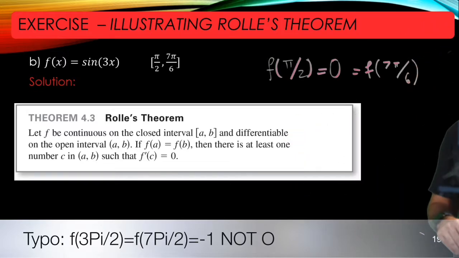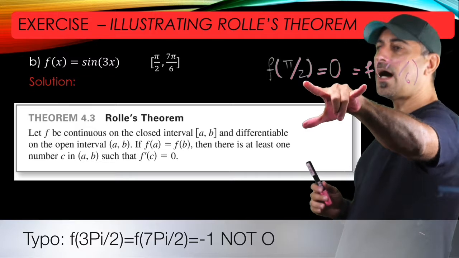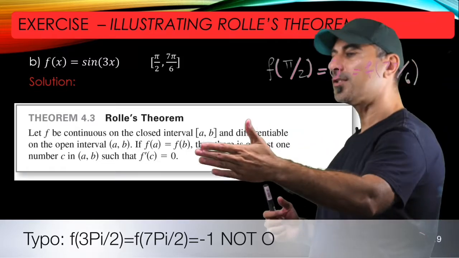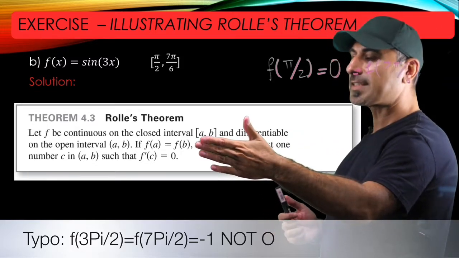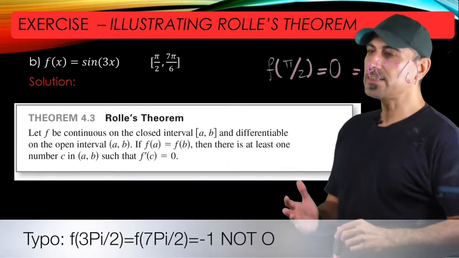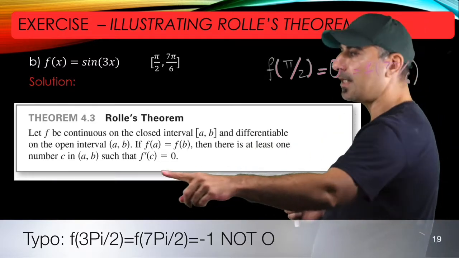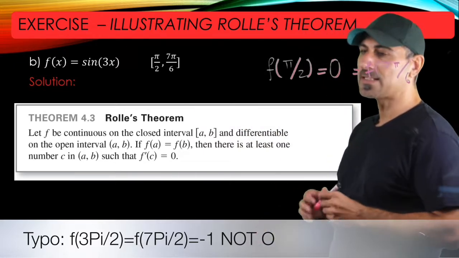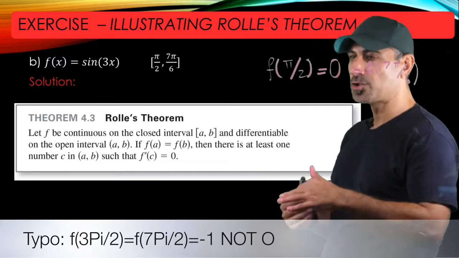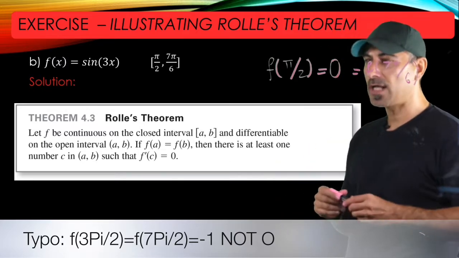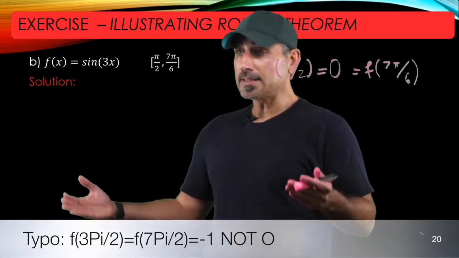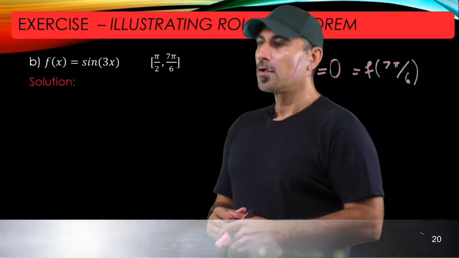So the secant line connecting these 2 points is horizontal, so that comes with slope 0. So then all 3 conditions of this theorem are satisfied, so we are guaranteed at least one number c in the interval pi over 2 and 7 pi over 6, for which f prime is exactly equal to 0. In other words, we have a horizontal tangent line at that point, or points. All right, Rolle's theorem doesn't tell us exactly what those points are, so we have to find them.